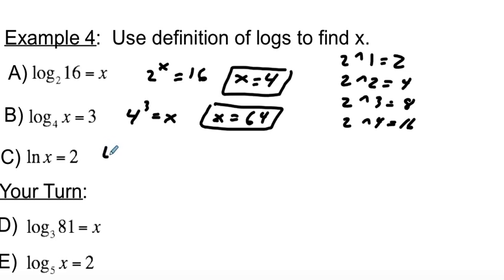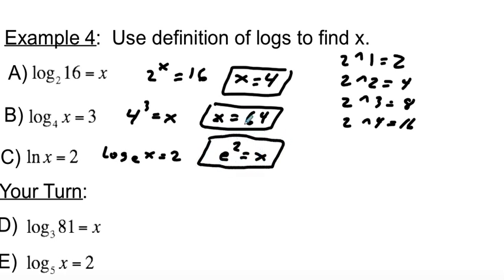Natural log, remember natural log is log base e. So that becomes e to the second equals x. We don't actually have to find e to the second, we can just say e to the second equals x, unless it's asked to be rounded.